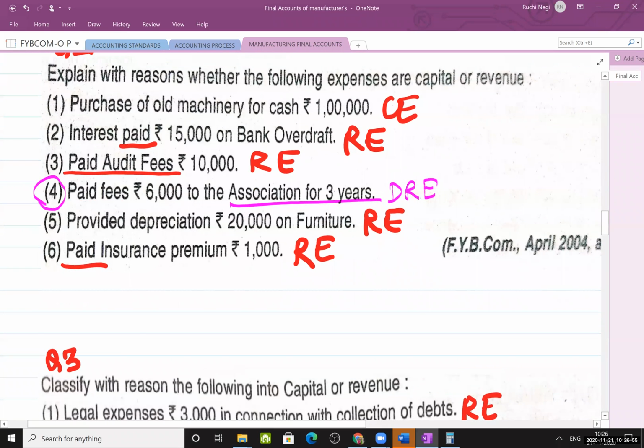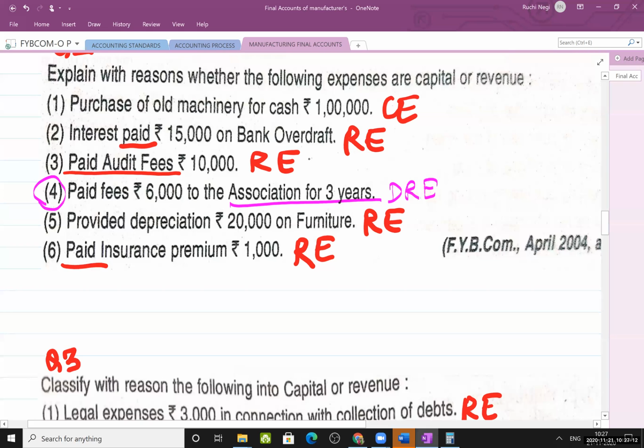Next, paid audit fees rupees 10,000. Payment है ना? Yes, so it is an expenditure. कौन सा है? Audit fees you have to pay every year. If you have to audit your book of accounts, you have to pay the CA audit fees. So it's revenue in nature, recurring.